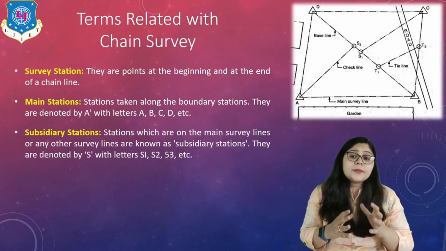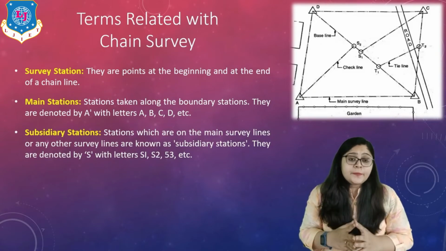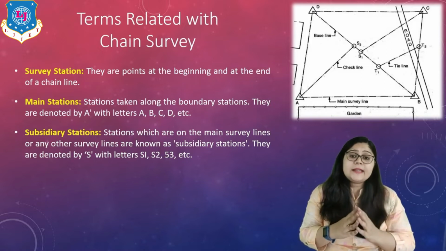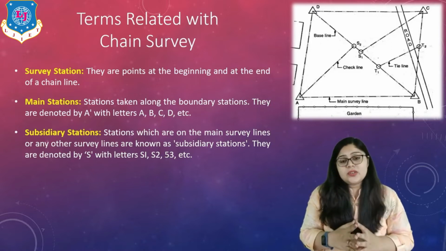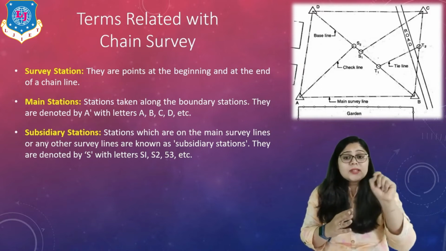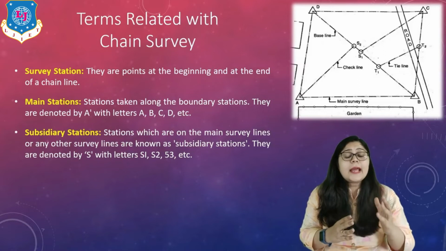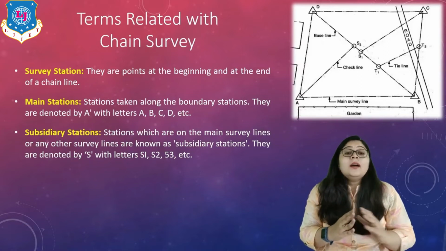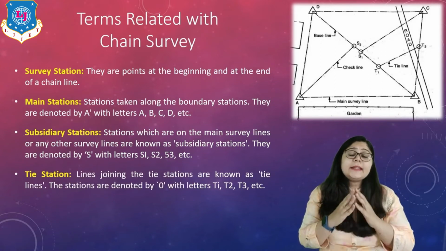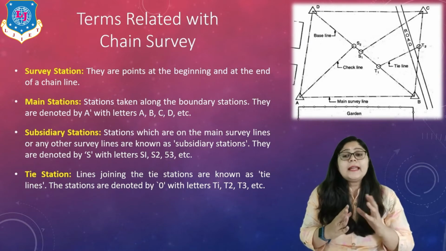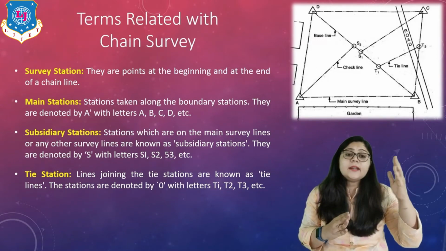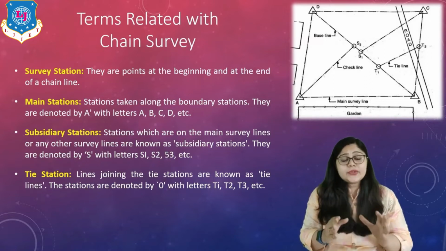Next is the subsidiary station. It means the stations which are on the main survey lines or any other survey lines are known as subsidiary stations. They are denoted with circles. You can see on the screen that with circles we have marked S1, S2 and S3. Next are the tie stations. The line joining the tie stations is known as the tie line, and they are also denoted with circles. Here you can see T1 and T2 are the tie stations.